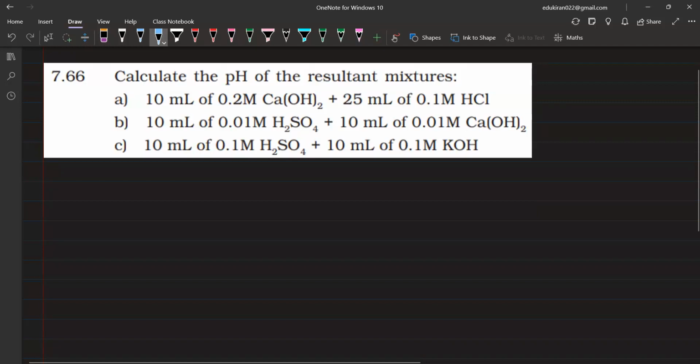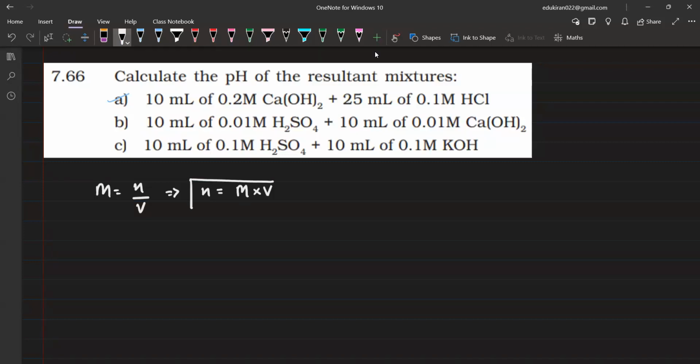So for the calculation of the pH of mixtures, I will discuss, let us suppose, this A1, and after that you will understand what is happening here. Now, before discussing these questions, I would just like to remind you a few things. Molarity is equal to number of moles of solute divided by the volume. Molarity is equal to n by V, and from here the number of moles will be equal to molarity into volume. This is an important formula and relationship that you have to remember. That means if you have the molarity and the volume, you can get the number of moles.